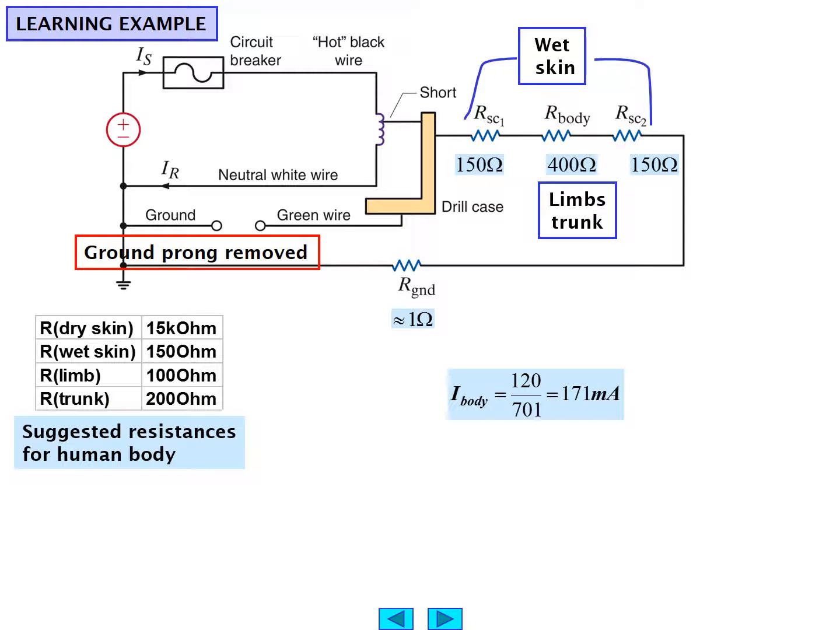The current then through the body would be 120 volts nominal for the residential electrical supply, divided by a total resistance of about 701 ohms, about 171 milliamperes, if you will, and that puts us in the range for causing ventricular fibrillation.